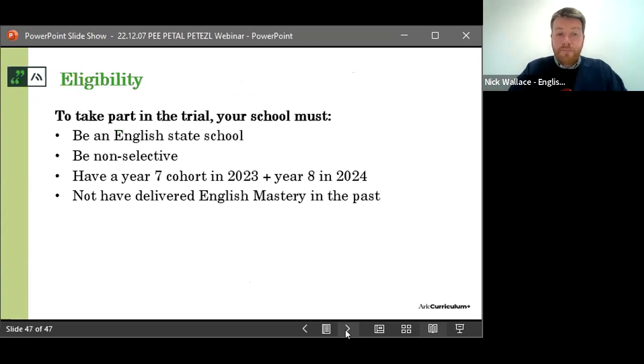To be eligible, you need to be an English state school. You need to be non-selective. You need to have a Year 7 cohort in 2023 and a Year 8 cohort in 2024, so that does exclude some middle schools. And you can't have delivered English Mastery in the past. We're unable to welcome special schools onto the trial either. That's a point to add as well.